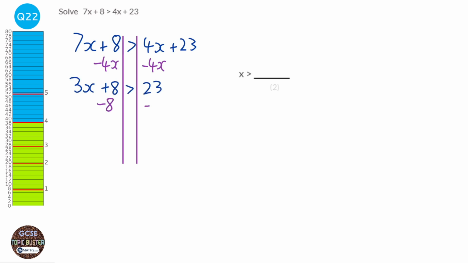So take away 8 both sides. And that will give us 3x is greater than 15. And then we're going to divide the 3 both sides. And that will be x is greater than 5.